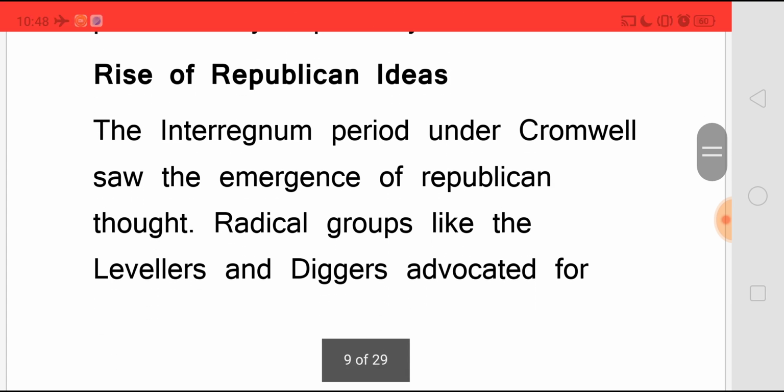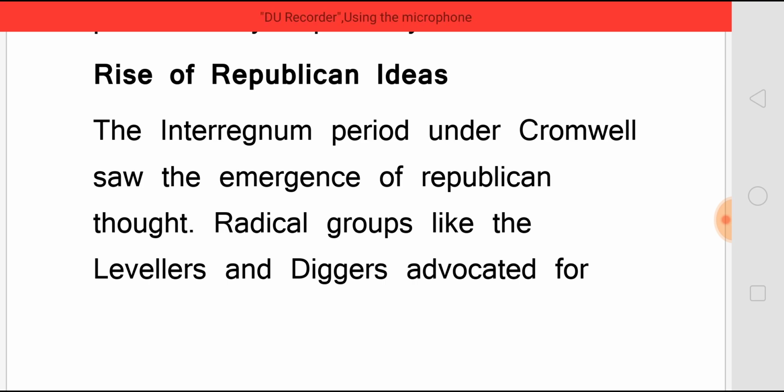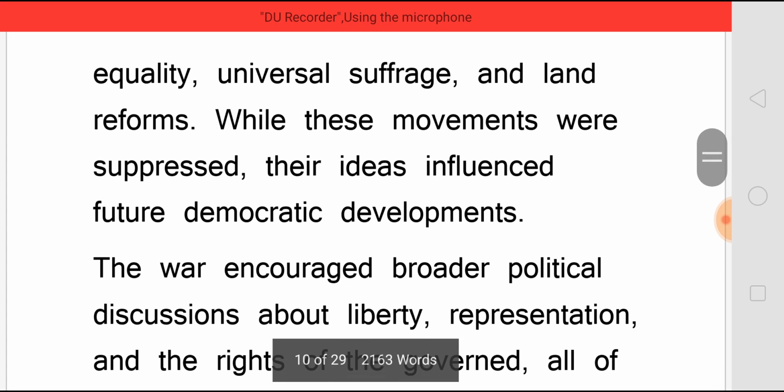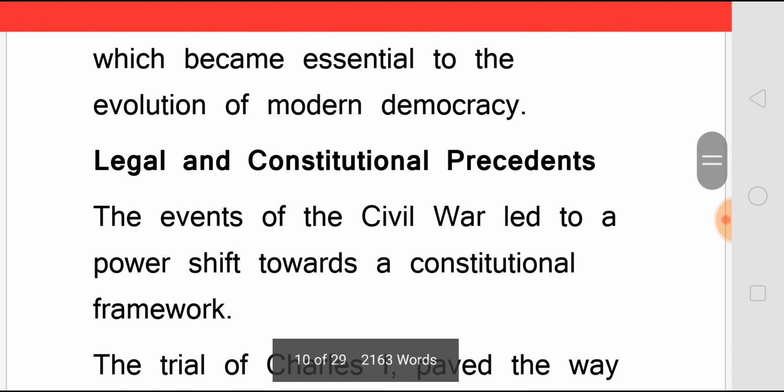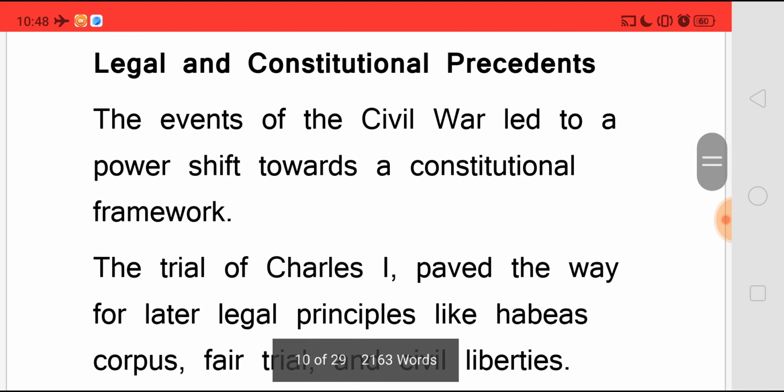And then it led to the rise of republican ideas. The interregnum period under Cromwell saw the emergence of republican thought. Radical groups like the Levellers and Diggers advocated for equality, universal suffrage, and land reforms. While these movements were suppressed, their ideas influenced future democratic developments. The war encouraged broader political discussions about liberty, representation, and the rights of the governed, all of which became essential to the evolution of modern democracy.